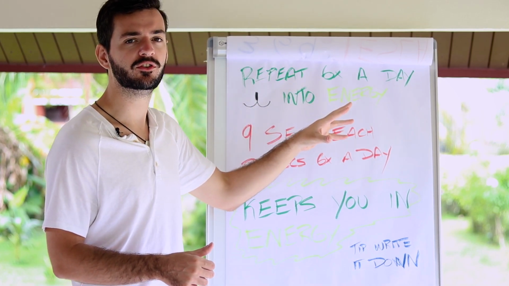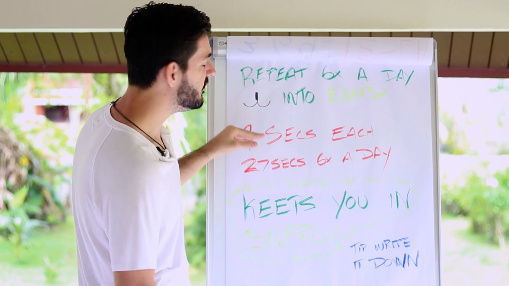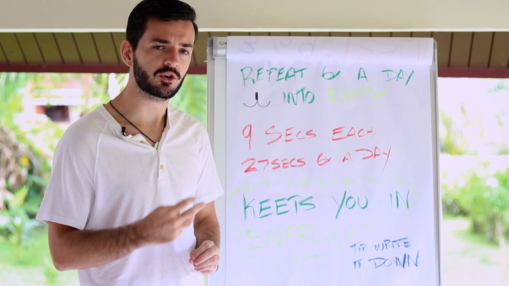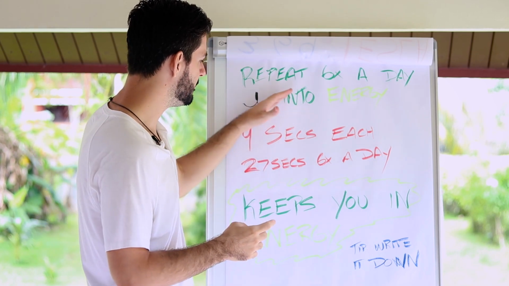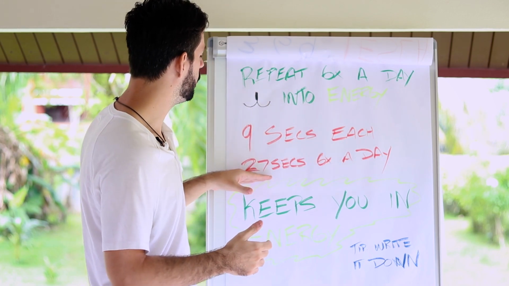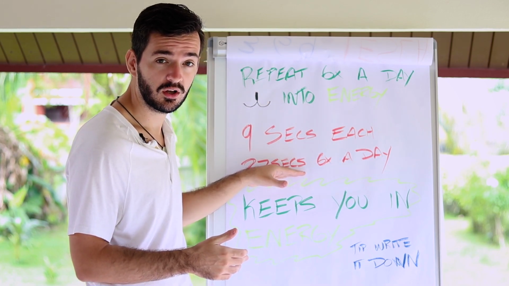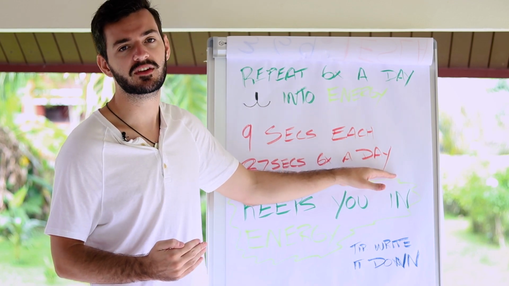And the final thing you're going to do is you're going to say each of your affirmations. So you have 3 affirmations, 6 times a day for 9 seconds each. That's 27 seconds in total, each session, 6 times a day.